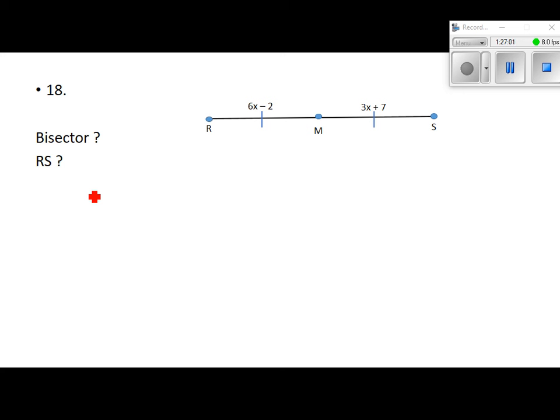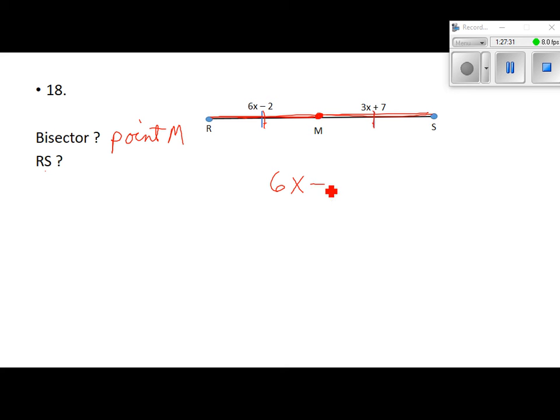Next, they want you to name the bisector. Well, the bisector is what splits it up into these two equal parts. The only thing that could be the bisector this time is point M. We don't have a line or anything that's bisecting it. Then they want us to find the length of segment RS. Well, if we know that these two are congruent, the equation we're going to set up this time, instead of saying this segment plus this segment equals the whole thing, we know that they're equal, so we're going to say this segment equals that segment.